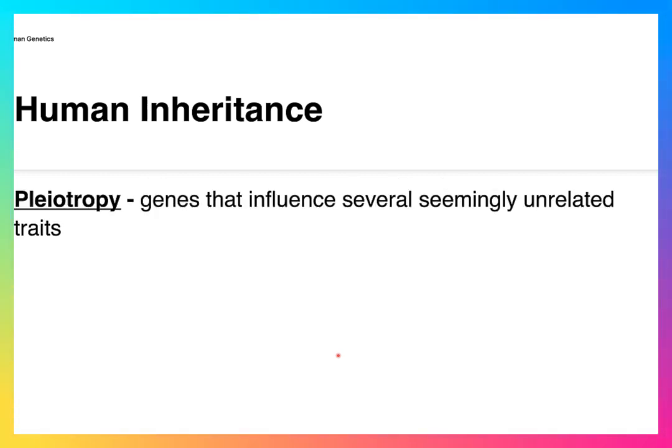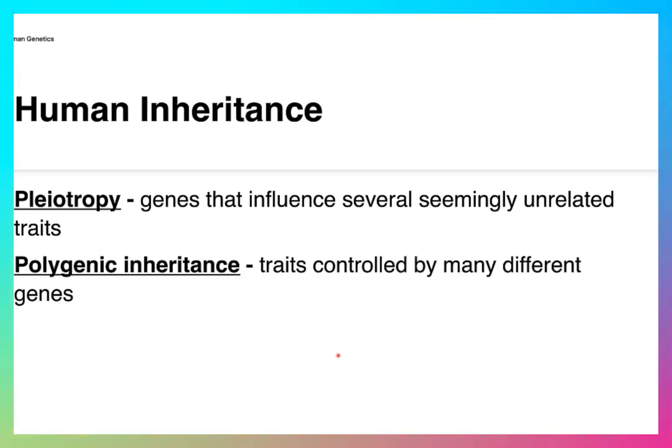Another thing that happens in humans is the fact that genes can sometimes impact more than one seemingly unrelated trait. And then there's also a situation where traits are controlled by multiple different genes. So eye color or hair color may not just be one specific gene, but there may be several genes that contribute to that phenotype.